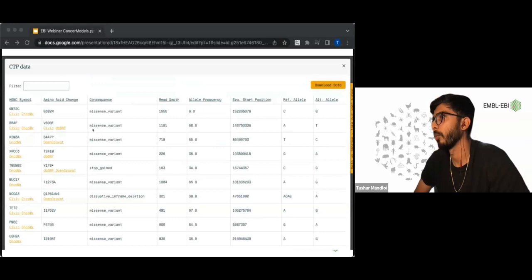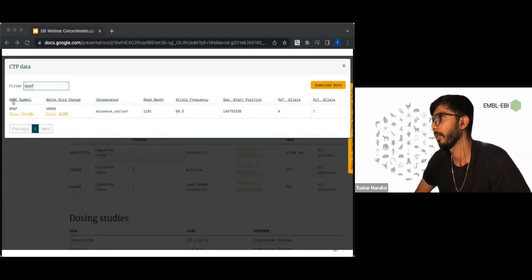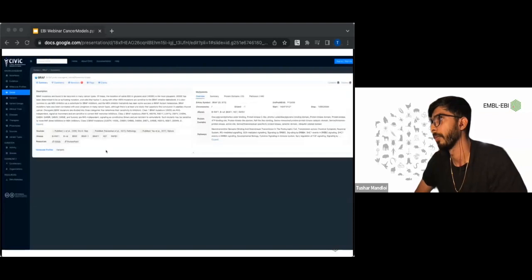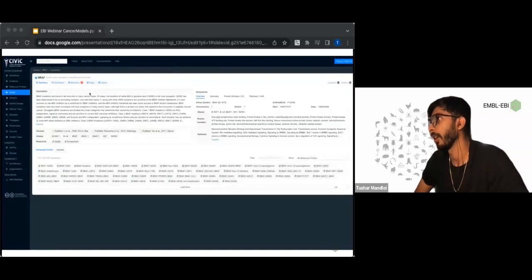Then she clicks the view data button for mutation data, where she can filter on the gene symbol of her interest. In this case, it is BRAF. She can now see the amino acid change, the consequence of the mutation, allele frequency, etc. She can read more about the gene by clicking on external resources we integrate with.